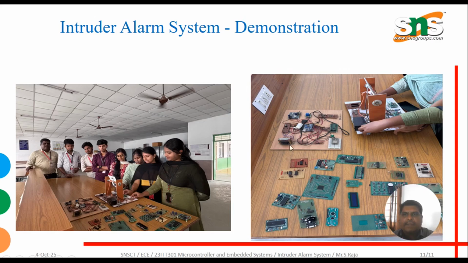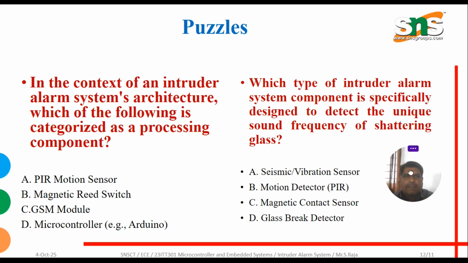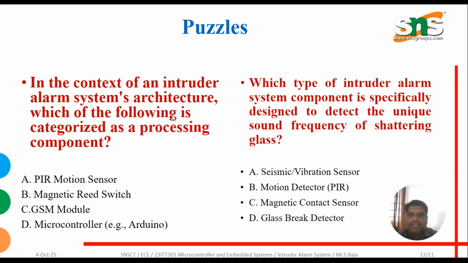So this intruder alarm system was given as a demonstration to my class of theory IT students, so they really know how all these important components work and how they are joined together to get the real output. So these are the input components which I already discussed. With the help of my theory IT students, I made a project like an intruder alarm system, and the demonstration was given. Some puzzles were discussed with the students, so inside the class they answered correctly.